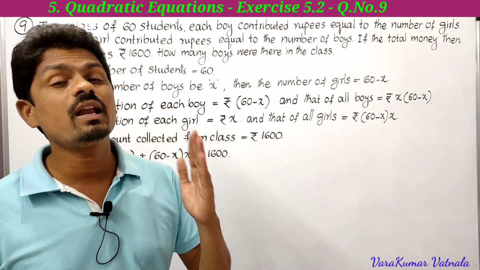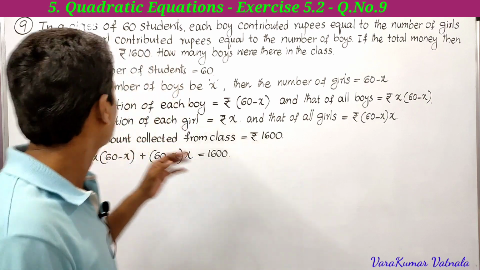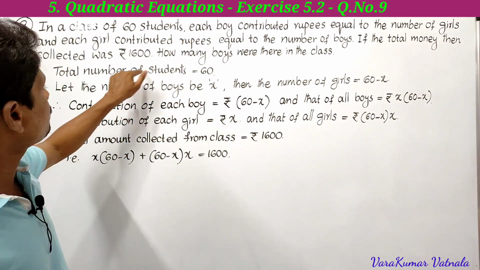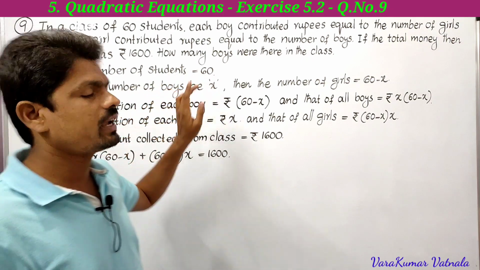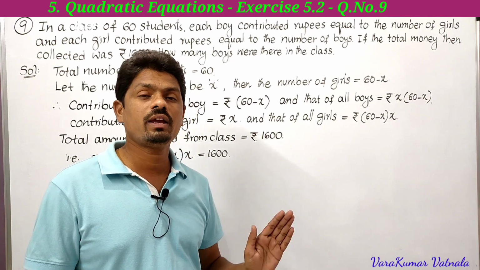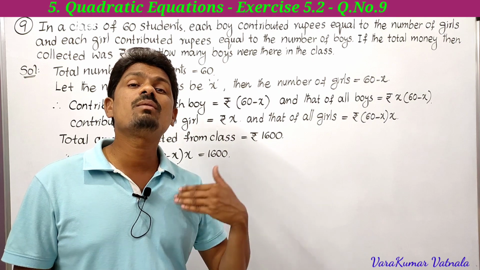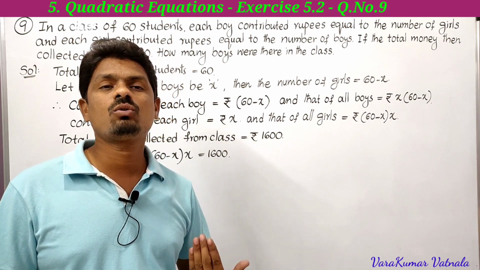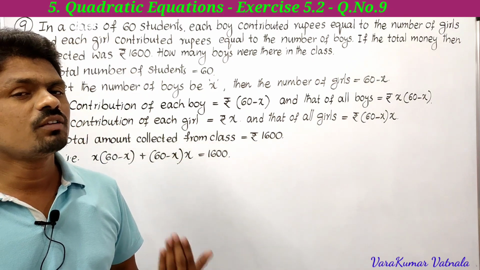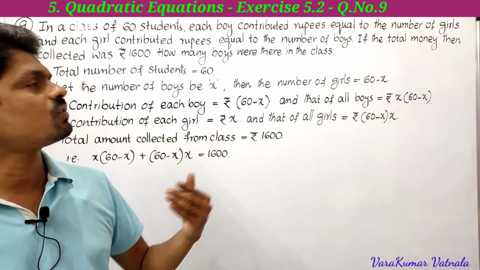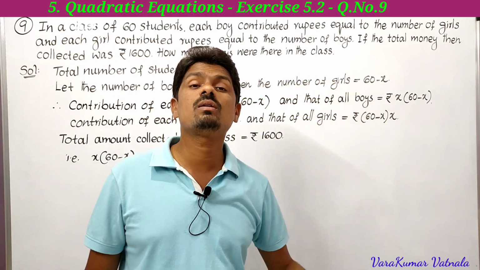So see here, let the number of boys in the class be x. We don't know. See here, the total number of students in the class is equal to 60. Let the number of boys be x. Then the number of girls equals how much? 60 minus x. Since the total students in the class equal 60, if the boys are x, then the girls equal 60 minus x.